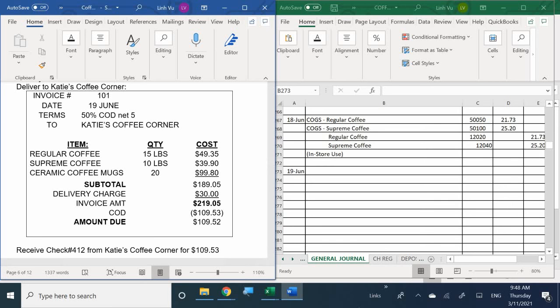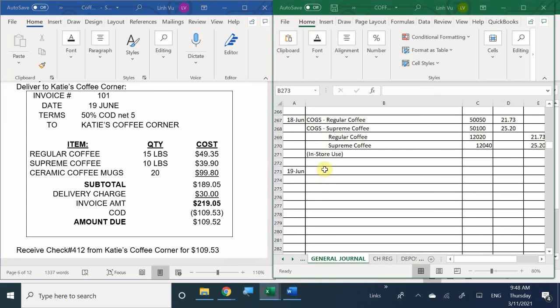Okay. It's a sale. So what did we receive out of this? How do you record it? Checking. We're going to record checking, because we received a check. It was a 50% COD, meaning cash on delivery, so she decided to give us half of it now. Okay, so checking.